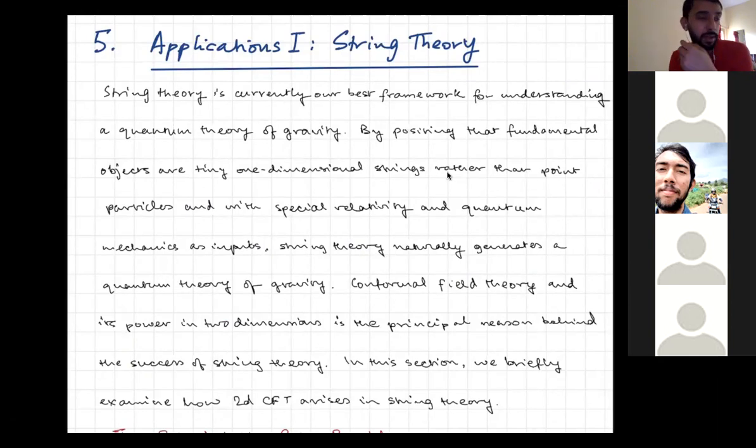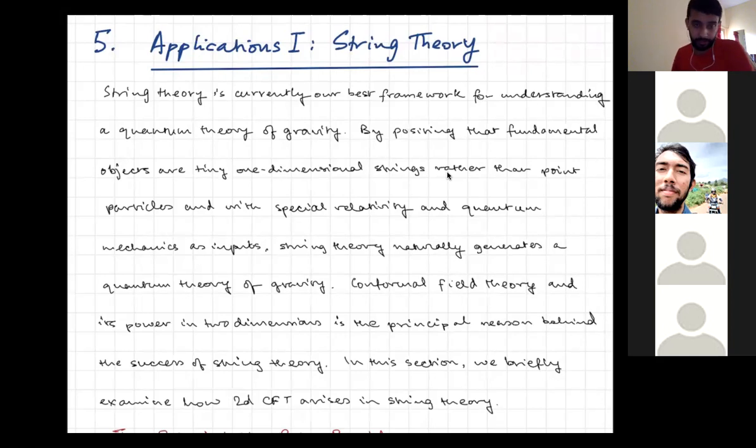So any beginning string theory book should be good. I'm not going to do it in as excruciating detail as one can do it. For example, there's this book by Zwiebach, A First Course in String Theory, which you can have a look at. Okay, anyway, I'll write this down for you later.